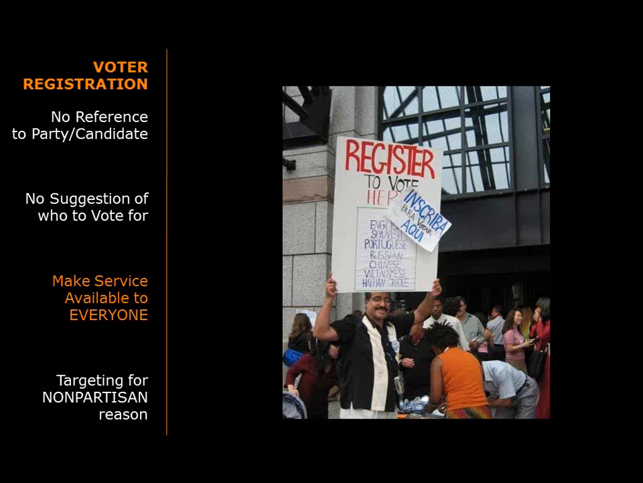Additionally, you want to make sure that you make your voter registration service available to everyone. We cannot exclude individuals based on the party they belong to. Many times in the communities we work with, we're very well known, and everybody knows everybody. Sometimes we may know a person's political persuasion, or we may think we know that. You can't exclude them if they want to register to vote. We can't exclude others who want to register to vote.